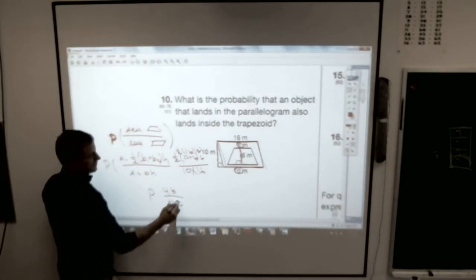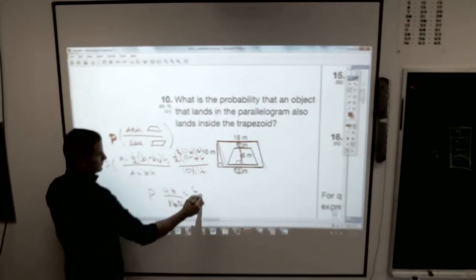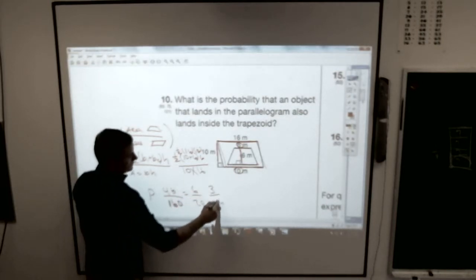And I assume you just reduce that. 8 goes into both of them. 6 over 20. 2 goes into both of those. 3 over 10.